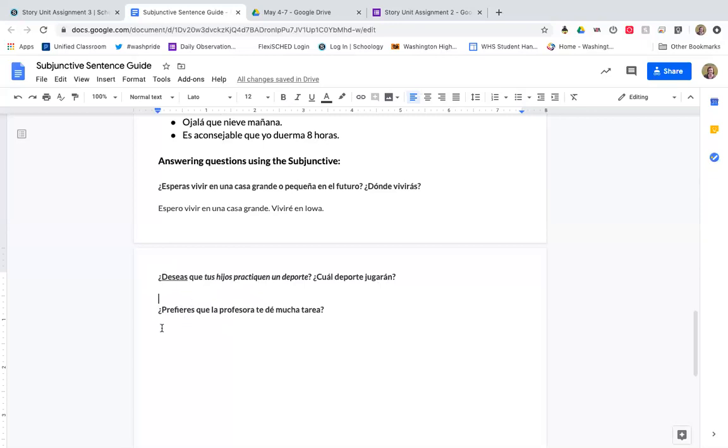So I'm going to start with a verb in indicative present tense. "Deseo que mis hijos," and then I'm going to use the subjunctive here in my answer because subjunctive was used in the question. "Practiquen un deporte." Now on this part, I'm going to use future tense because that's what was used in the question. "Jugarán el fútbol." They're going to play football.